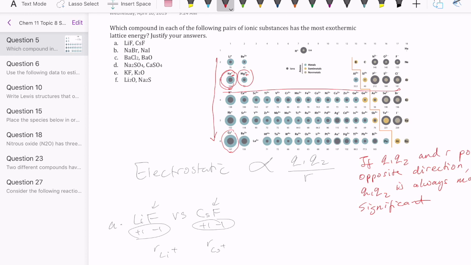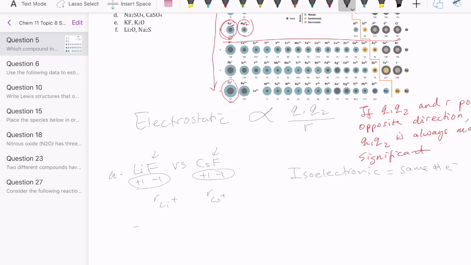Left to right gets smaller, top to bottom gets bigger. And then remember, there's this thing called the isoelectronic series, and those are for things that have the same number of electrons. And so for the same number of electrons, then you need to compare the number of protons.